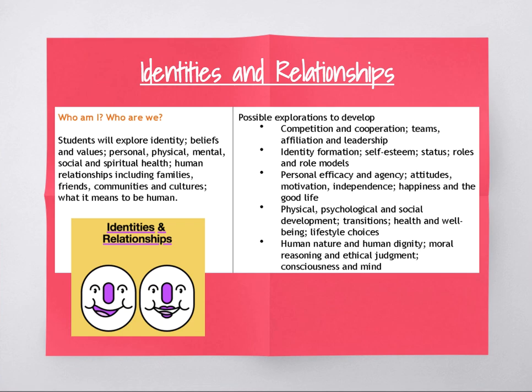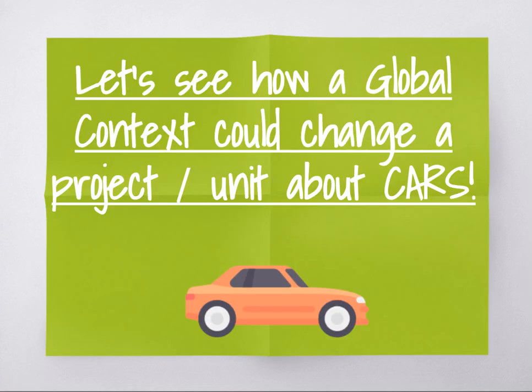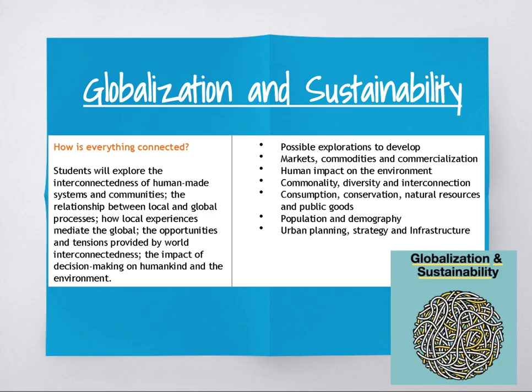Now let's look at how we could use the 6 global contexts for a project or units about cars. In these examples, I'm particularly thinking of a personal project, but you can think about your own versions for units or community project. We'll start with globalization and sustainability. Now what I want to do is pick out some of the words on the right and use that to actually create my goal for my project.